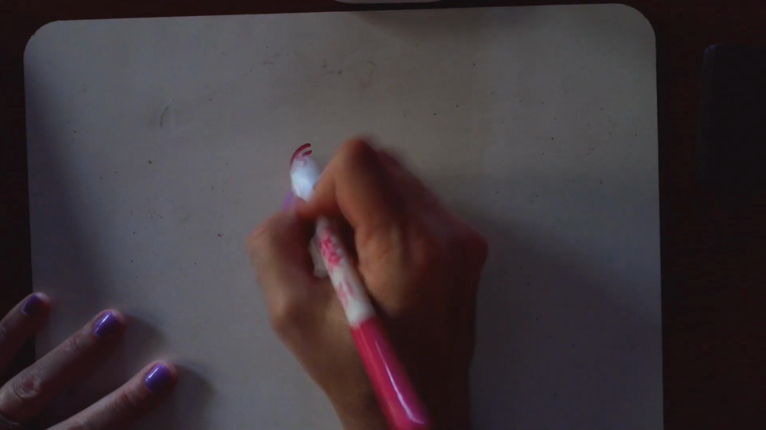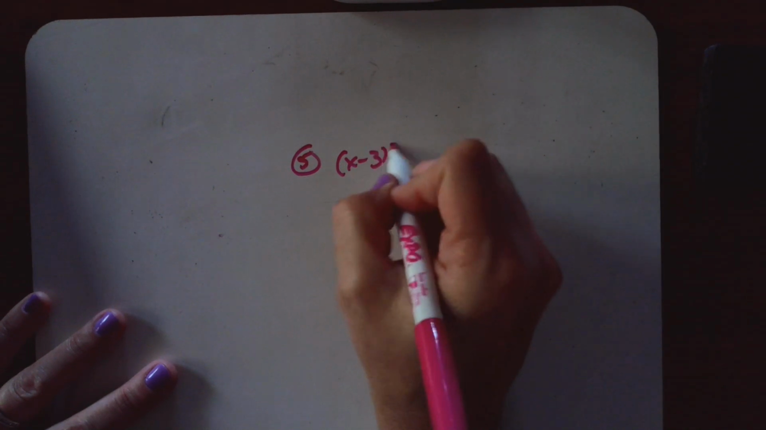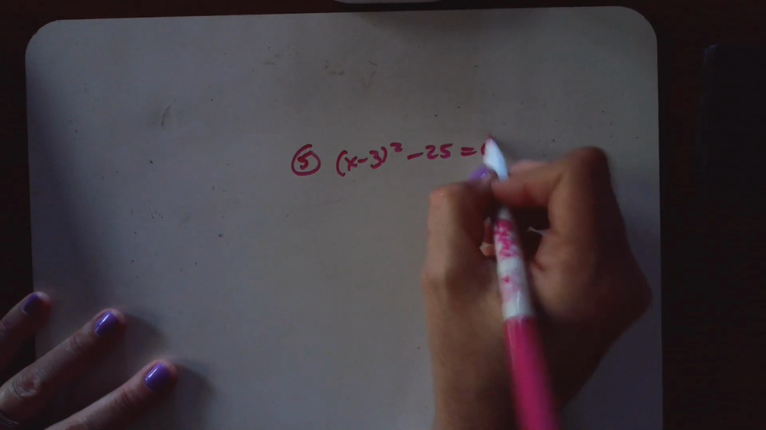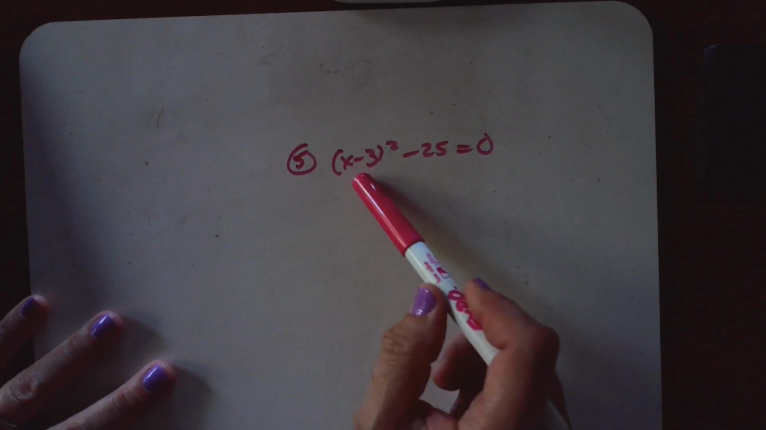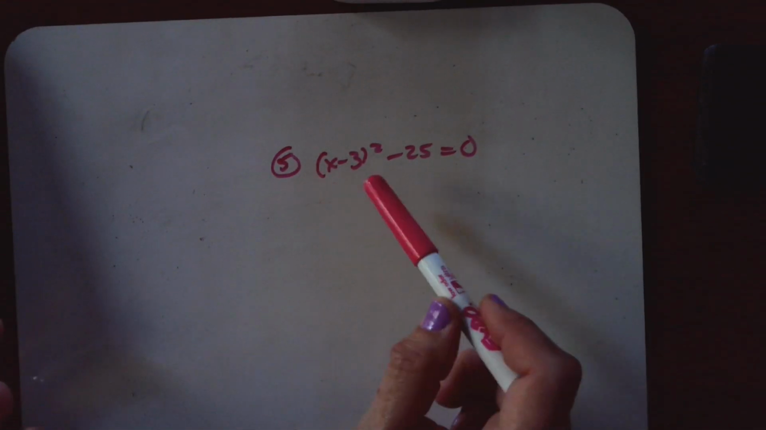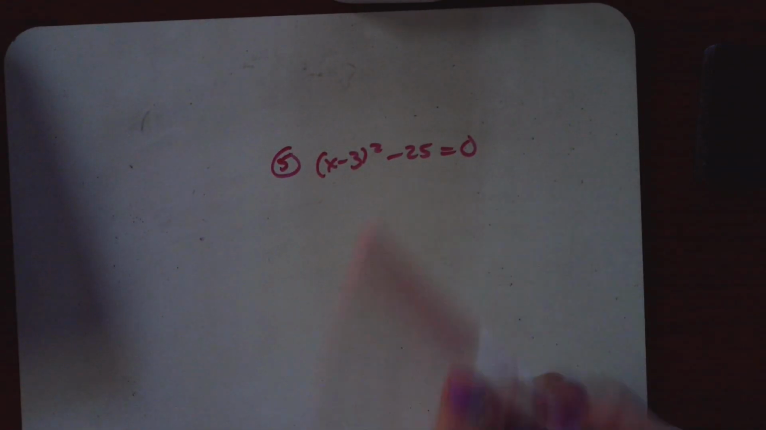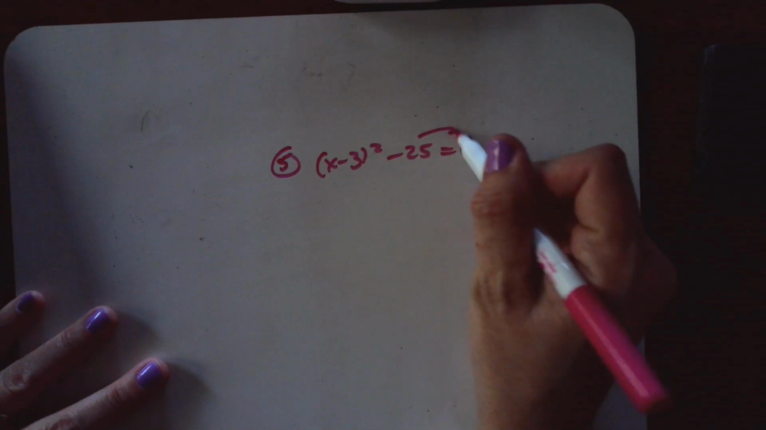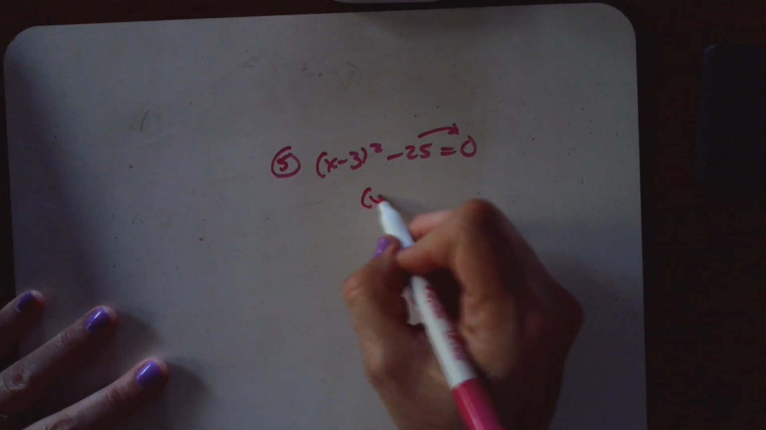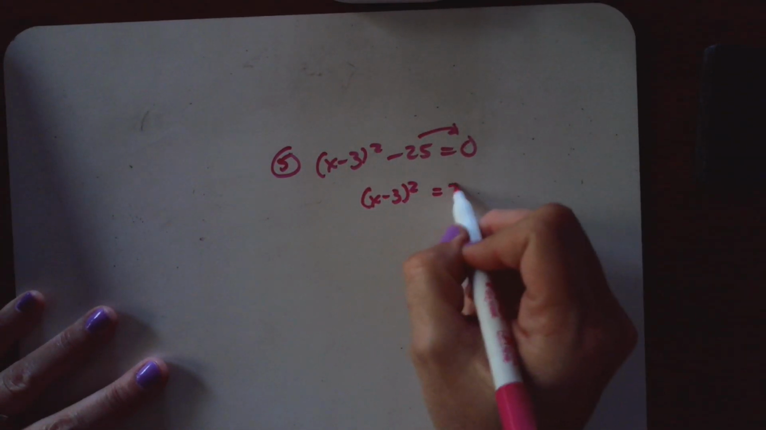All right, now we get into some solving here. Solving for x in number 5. I got x minus 3 squared minus 25 equals 0. Now, one could multiply this out, but that would be a lot of work, and then you'd have a harder problem. So the best thing to do is move that 25 over. So add 25, your x minus 3 squared equals 25.